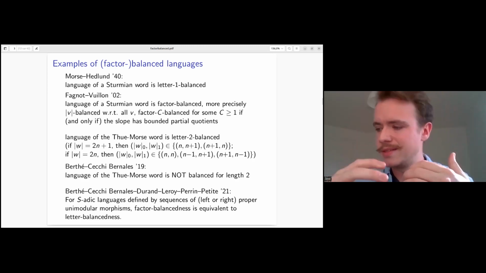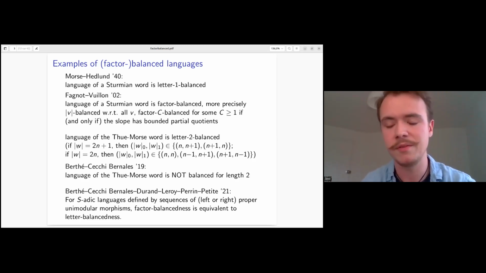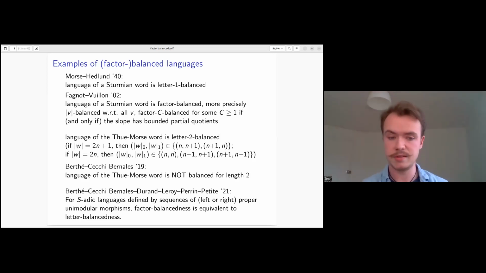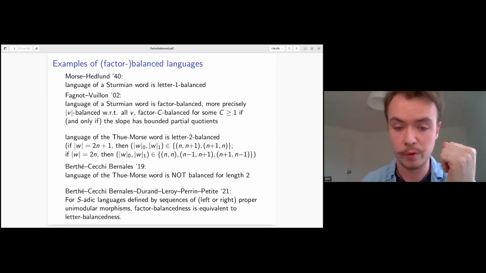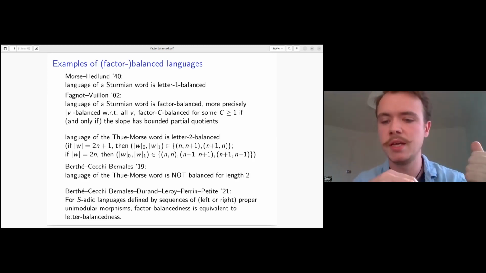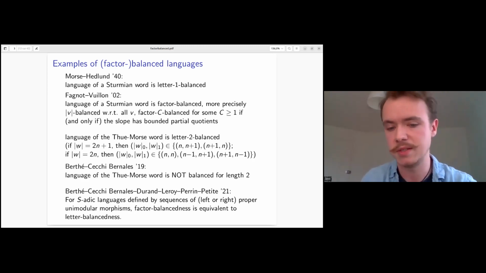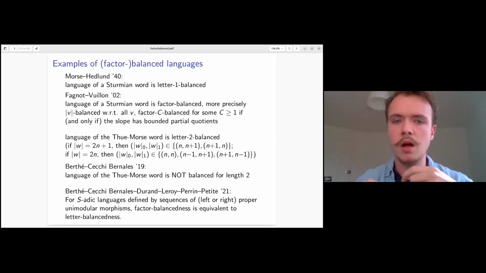And so the study of factor balancedness has been a bit more elaborated. For example, when we started to work, we had one property for the equivalence between letter balancedness and factor balancedness for S-adic languages, that is to say languages generated by a sequence of morphisms, which is: if the sequence contains only left or right proper unimodular morphisms, then factor balancedness is equivalent to letter balancedness. And this is why we tried to study this correspondence between letter balancedness and factor balancedness.